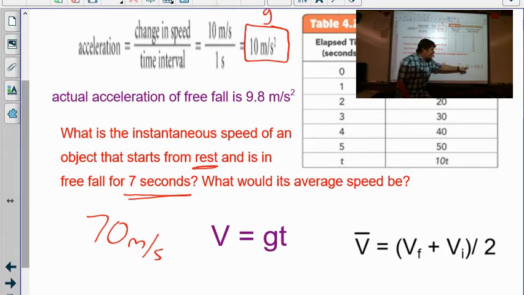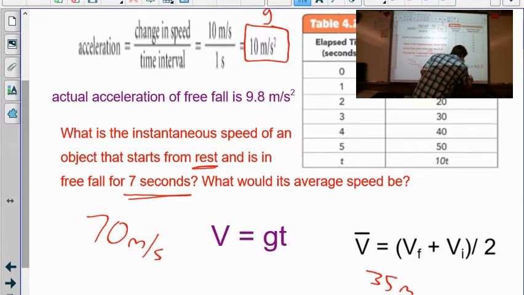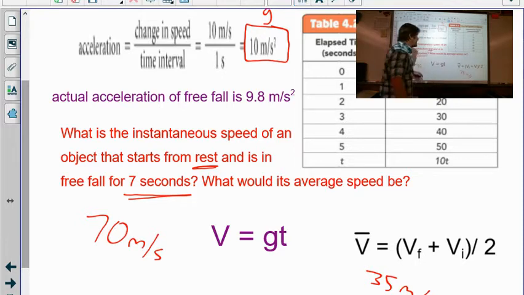I take my final velocity, which was 70. I take my initial velocity, which was zero, add them up, and I get 70. And then I divide by two, because there were two numbers involved. And so I get 35 meters per second. So the instantaneous speed after 7 seconds would be 70 meters per second. The average speed after 7 seconds would be 35 meters per second.